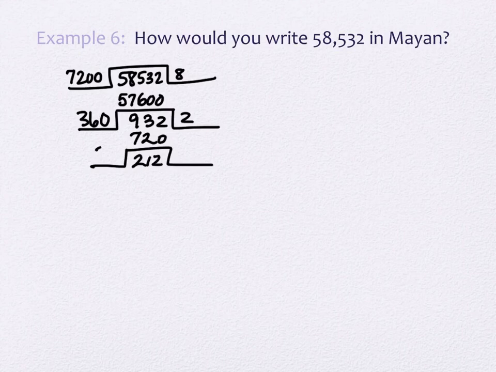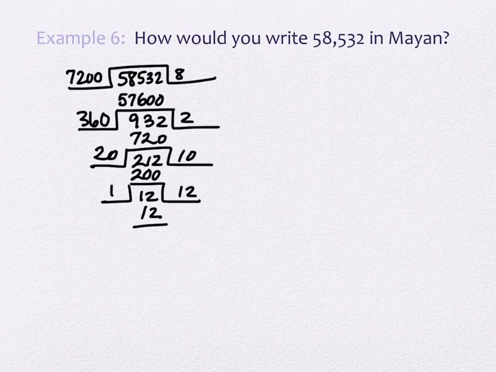Okay, and our next place value down is the 20s place. How many 20s are there in 212? 10. That's going to give me 200, which leaves me with 12. Ones place is left, goes in 12 times, of course. And I get, do you see that 1 and that 0? That tells me I'm done. I'm dividing by 1 and I have a remainder of 0. Always it ends that way.